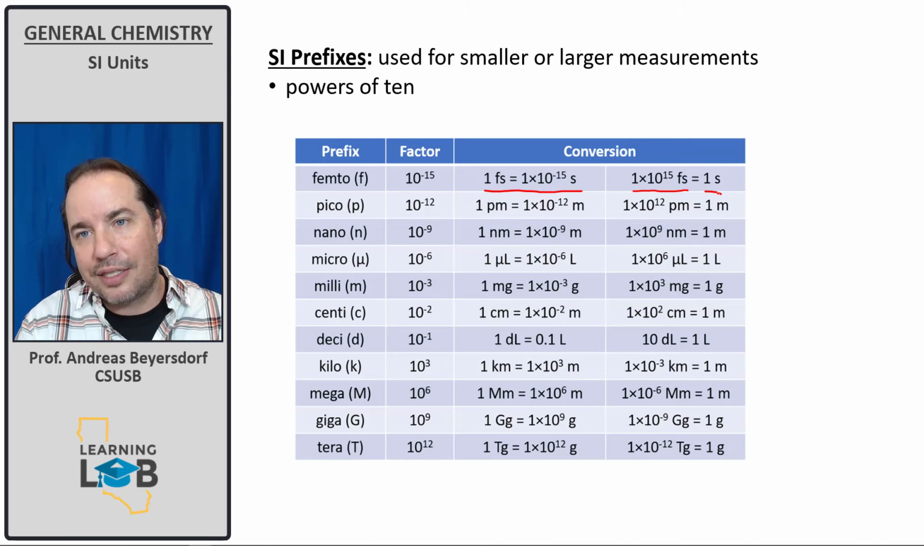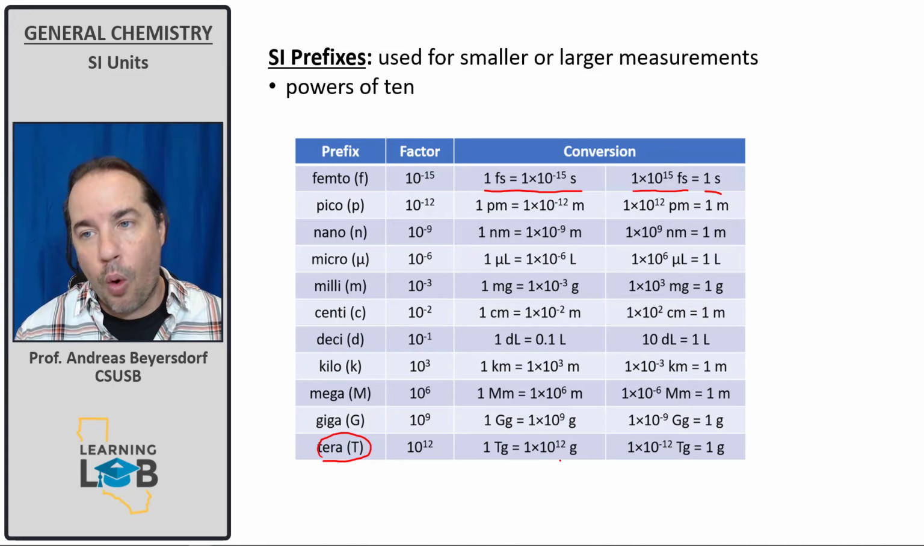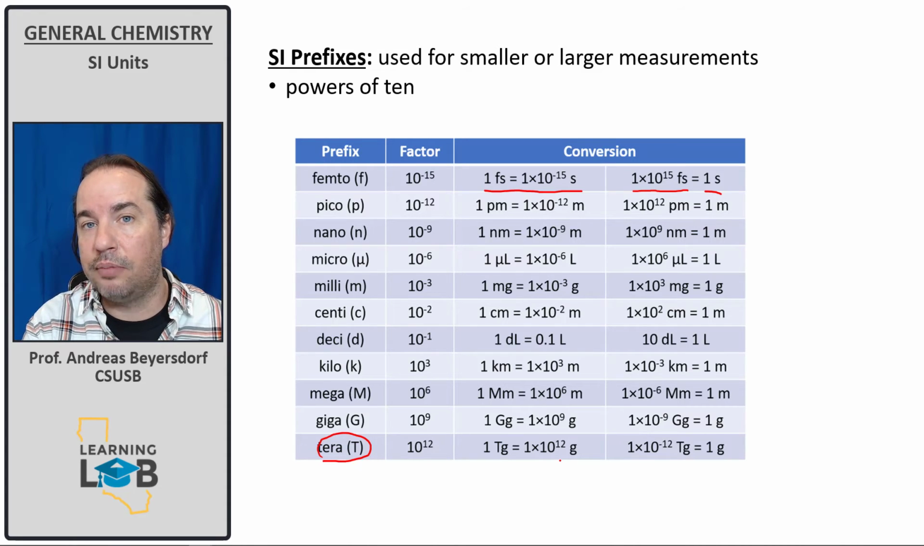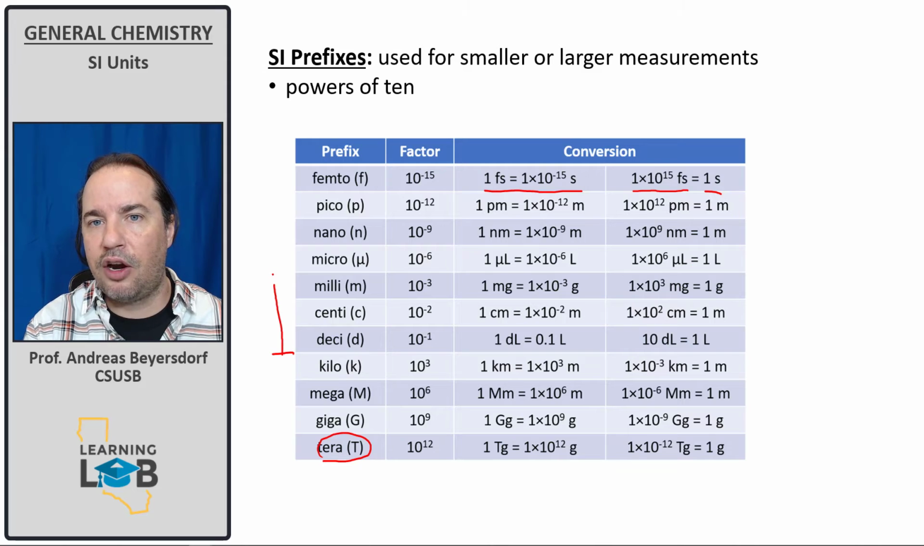Okay. And you can see we also have larger ones, things that are larger than 1, and these are things like giga and tera. For instance, a tera is 10 to the 12th. So 1 teragram is 1 times 10 to the 12th grams. Okay? Or 1 times 10 to the negative 12 teragrams equals 1 gram. Now, if you look at this, the top half is all things that are smaller than 1, and the bottom half is all things that are greater than 1.